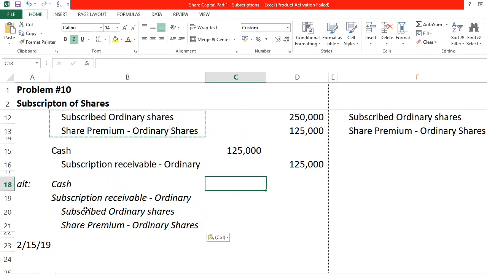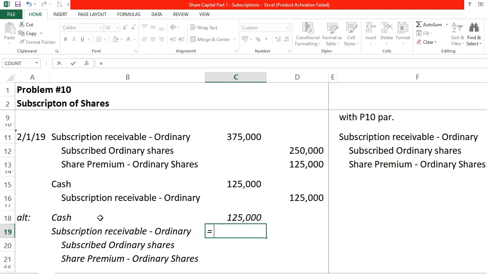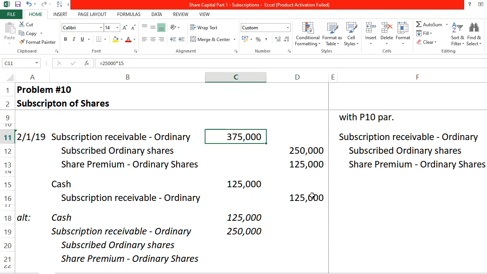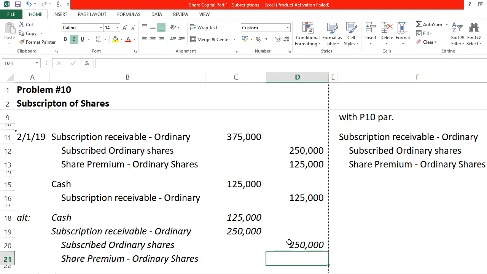So cash, we received 125, and then the subscriptions receivable will only be 375, or 25,000 times 15 times 2 over 3. Two-thirds na lang kasi nabayaran naman ng 1/3 as down payment. So that's 250. It's a simple 375 minus 125,000. Your subscribed ordinary shares is as is, 250 pa rin. And your share premium is as is pa rin, 125.